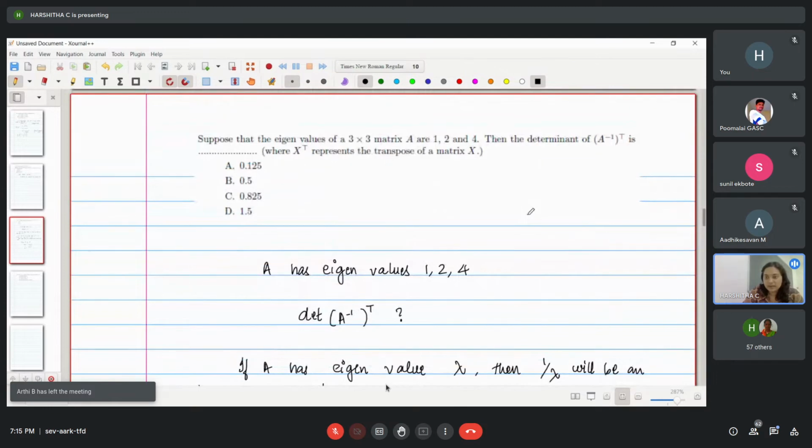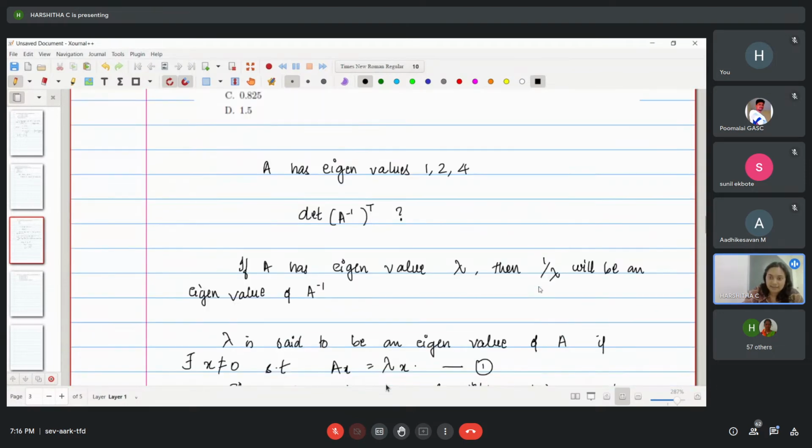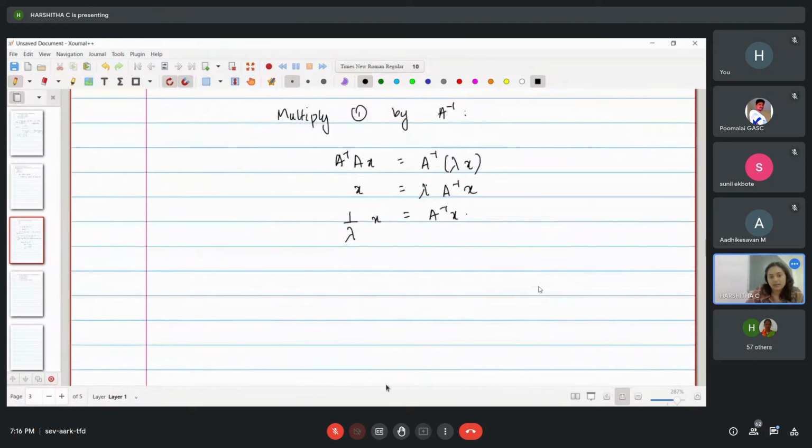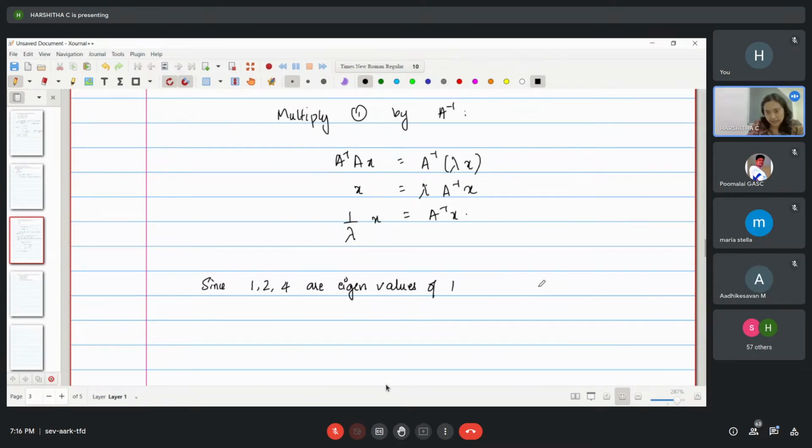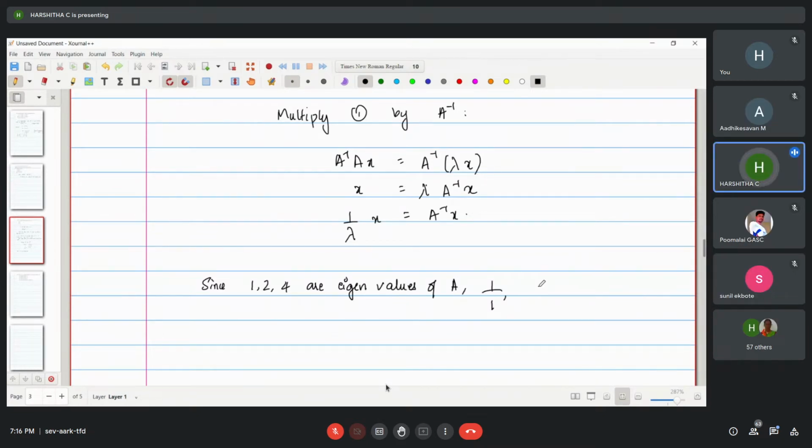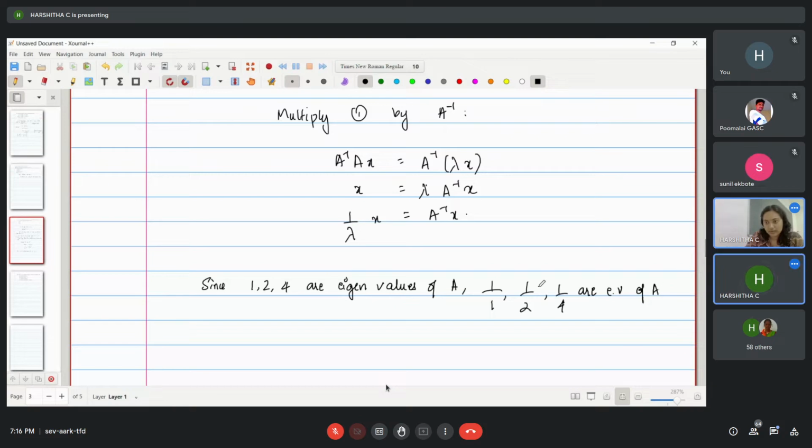So now you go back to the question. We know that 1, 2 and 4 are eigenvalues of A. So what will be the eigenvalues of A inverse? Since 1, 2, 4 are eigenvalues of A, 1 by 1, 1 by 2 and 1 by 4 are eigenvalues of A inverse.